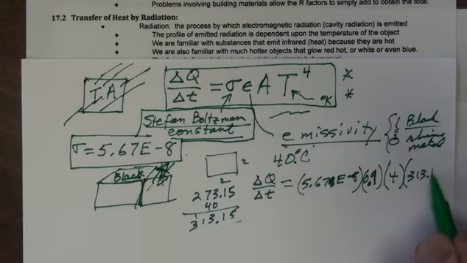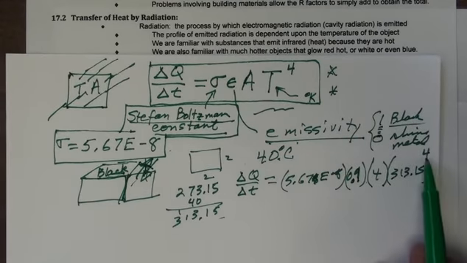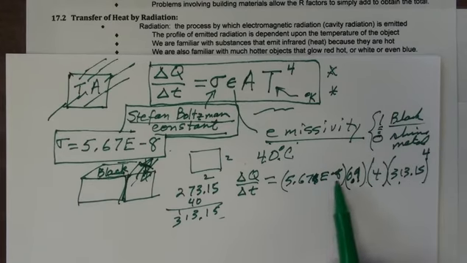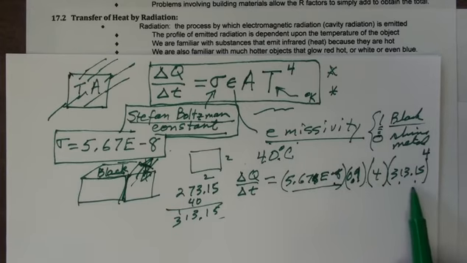313.15 to the 4th power. That number has to be taken to the 4th power. So therefore, although this number is very, very small here, you can see this number gets very, very large quickly as I get to higher temperatures. And that would be the emission.